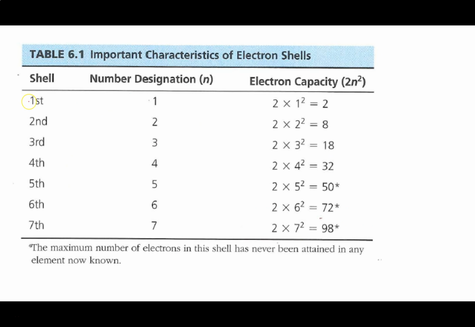So the first shell has n equals 1. The maximum number of electrons that can be found is 2 times 1 squared, or 2. In the second shell, which we give the designation n equals 2, we can find 2 times 2 squared, or 8 electrons. In the third shell, with n equals 3, 2 times 3 squared, 18 electrons. So you can see, as we go to bigger and bigger shells, we can put more and more electrons in them.